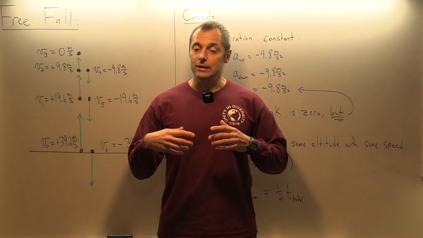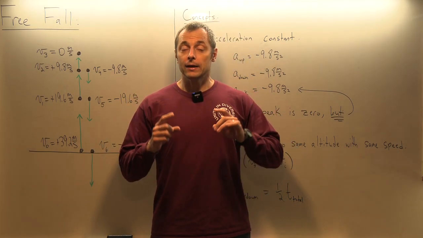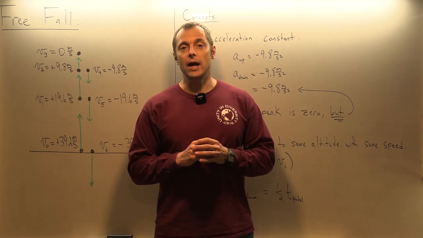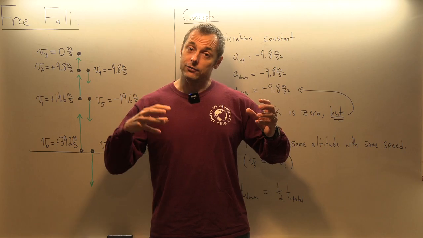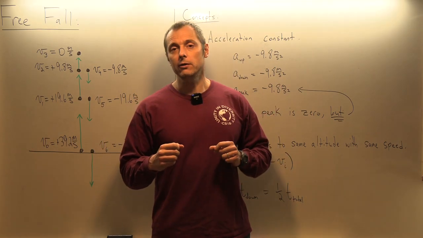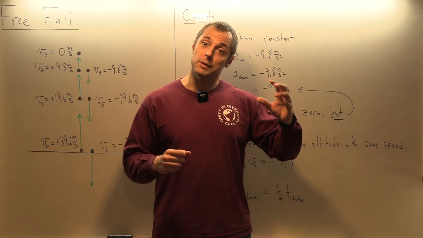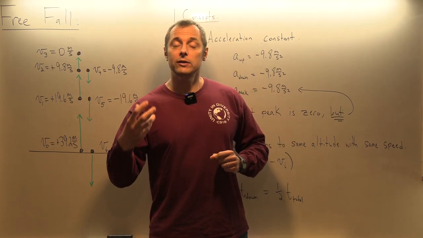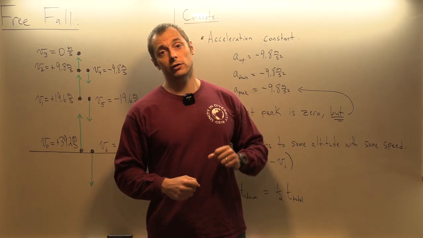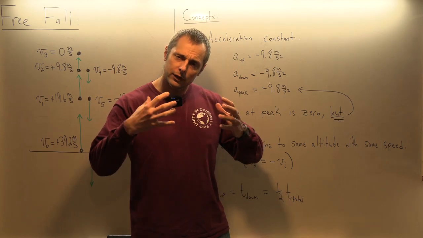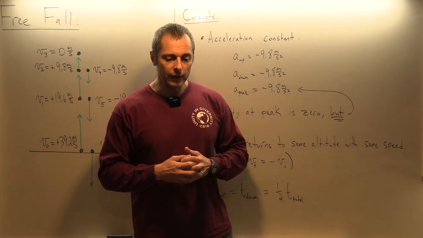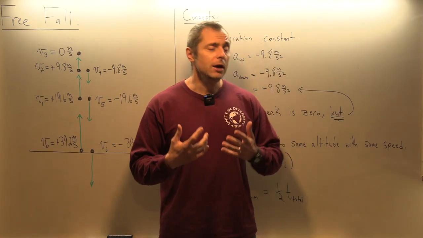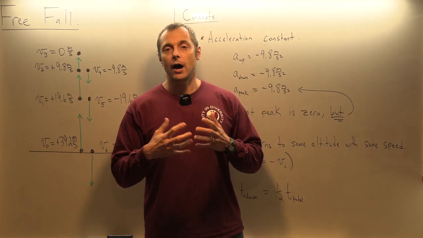And the way something slows down is when the acceleration and velocity have opposite signs. So maybe the acceleration is negative and the velocity is positive, slowing down. But the acceleration could be positive, and if the velocity is negative, that's also slowing down. Okay, so those are the kinds of concepts that we studied with kinematics so far. Today we're going to take them into objects falling.